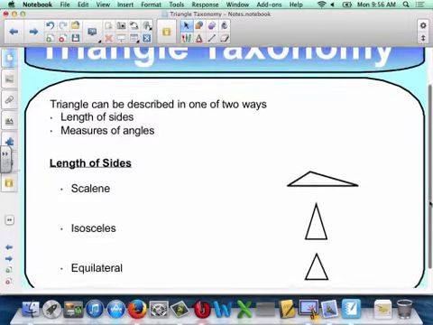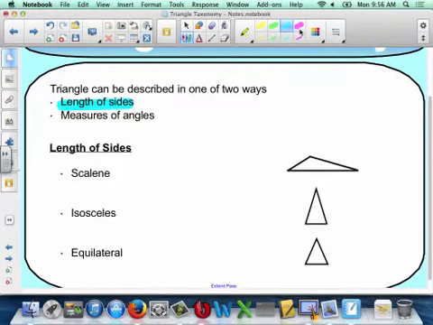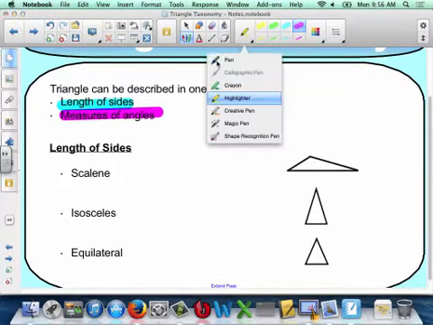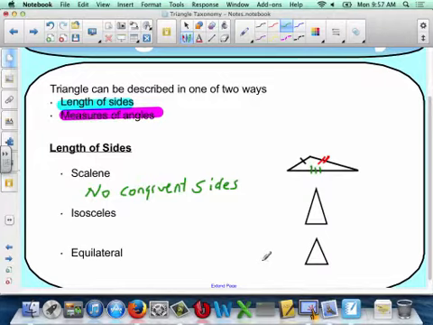Hey guys, when we look at classifying triangles, we can classify them by 2 methods. We can classify them based on the length of sides and on the measures of the angles. Those are the 2 ways that we can classify a triangle. So guys, what does it mean to be scalene? No congruent sides. That means that each one of my sides is different. I have 3 different side lengths. That's pretty easy.